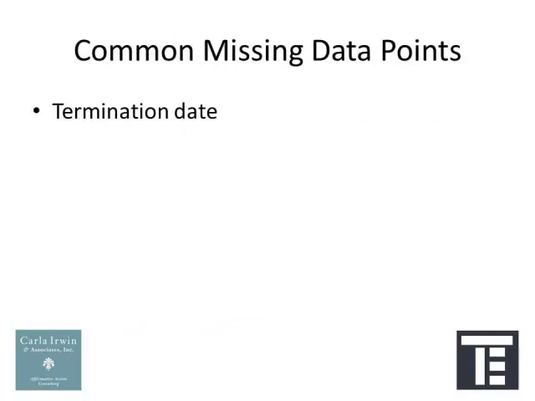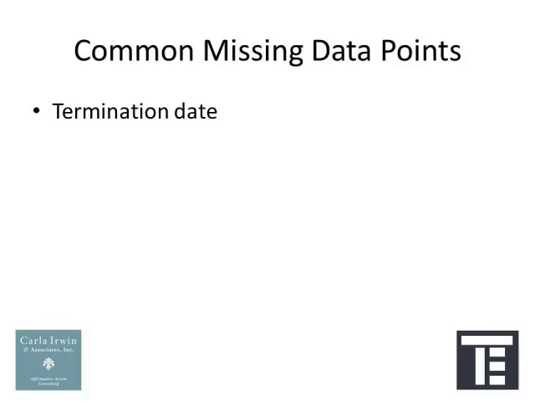Okay, next we're going to talk about what are some common missing data points that we find when we get data from our clients. And the first thing is termination date. Now, it's typically there, but a few problems that I have with unique situations is when someone didn't return from leave, there's a sabbatical. So those unique situations, and what term date do you use?